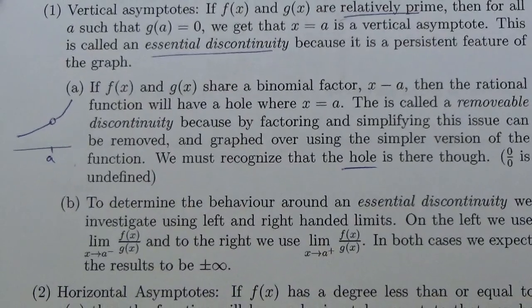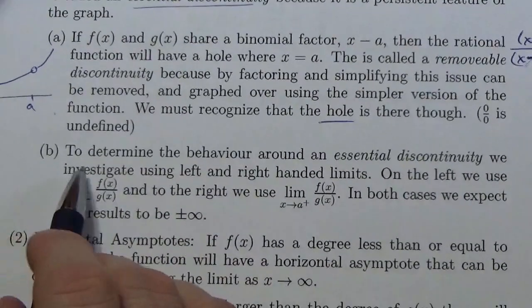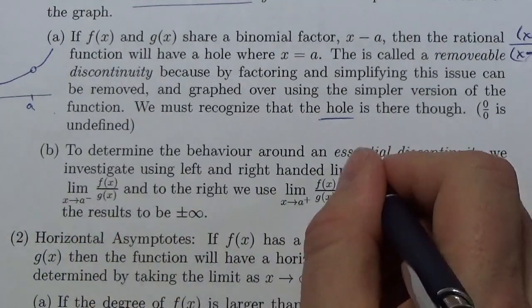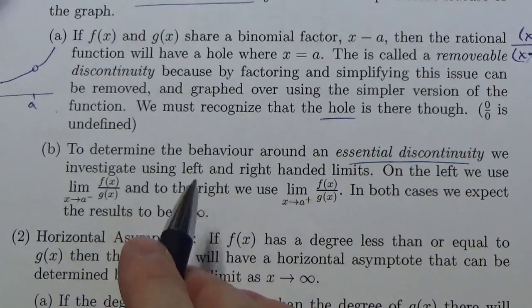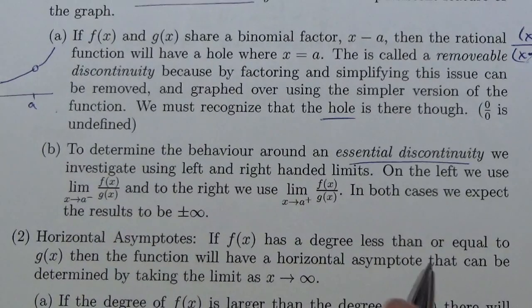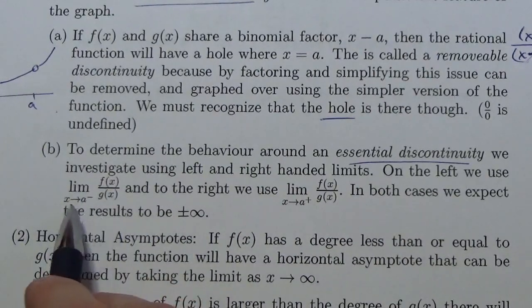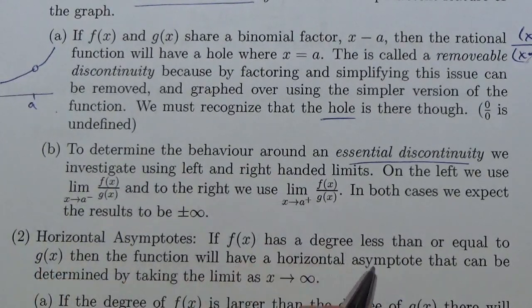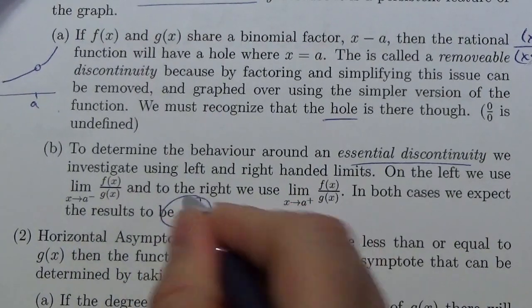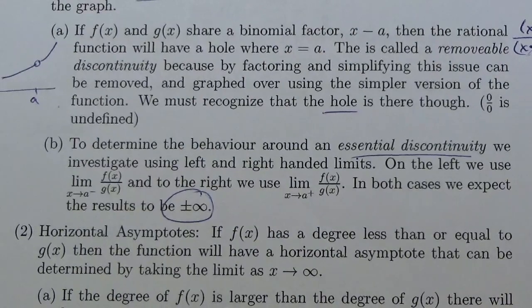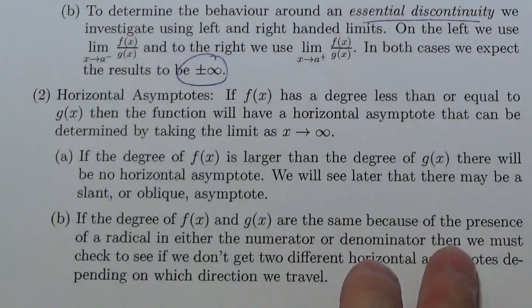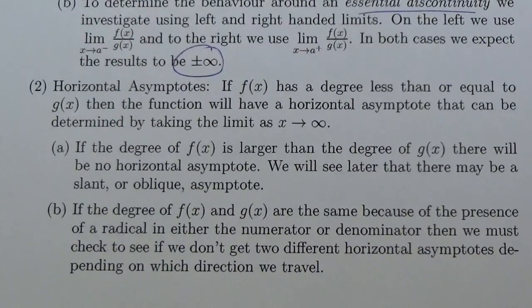Now, to determine the behavior around an essential discontinuity, and that's going back to our vertical asymptote, we're going to use left and right hand limits to investigate what happens as we approach a from the left and a from the right. And again, the results will only ever be positive or negative infinity. And so that kind of helps you as you noodle it through. You already know it's going to go off to an infinity. There's an undefined there. You merely have to determine where the positives and negatives are.